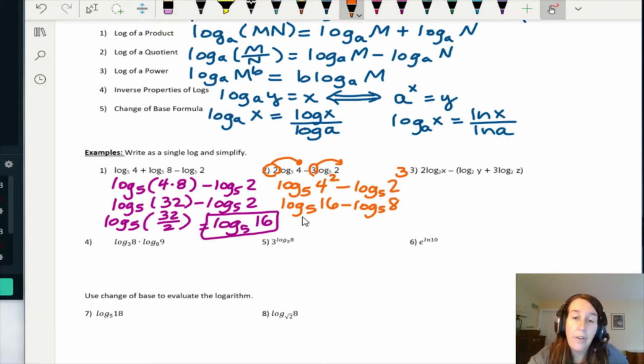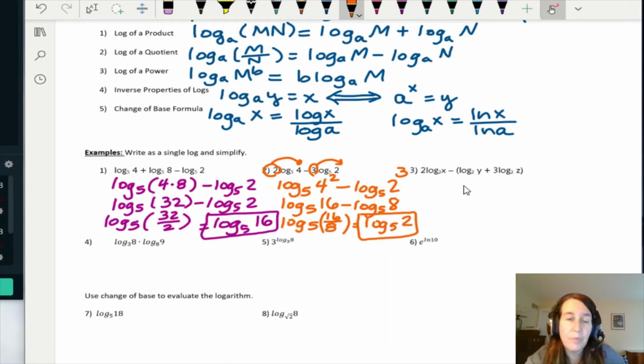Okay, now that we have the powers taken care of, to combine it into one log, we are using the log of a quotient rule because we are subtracting. So that is equal to log base 5 of 16 over 8. You can use parentheses there, or not. Sometimes they like to show the parentheses. All right, so log base 5 of 16 over 8 is 2.